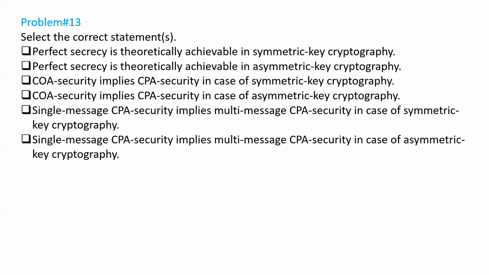So next problem: select the correct statements. Perfect secrecy is theoretically achievable in symmetric key cryptography. Perfect secrecy is theoretically achievable in asymmetric key cryptography. COA security implies CPA security in case of symmetric key cryptography. COA security implies CPA security in case of asymmetric key cryptography. Single message CPA security implies multi-message CPA security in case of symmetric key cryptography. Single message CPA security implies multi-message CPA security in case of asymmetric key cryptography. You can answer this. This is the last question. So you can answer right away.